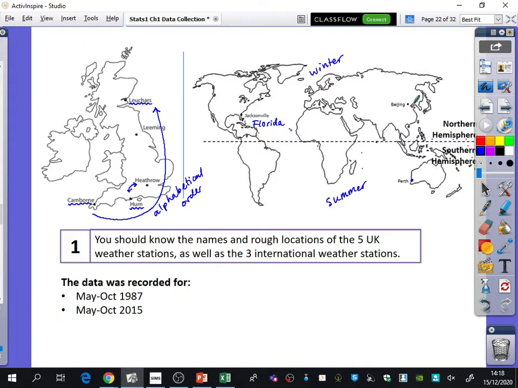Correct, yeah. When we're having our summer, they're having their winter. The thing is, their winter doesn't get as bad as our winter. But generally, it will be cold in Australia in our summertime, when it's their winter. So that's also important to know, because you might have to try and guess which of these international destinations the data that they've given you is.